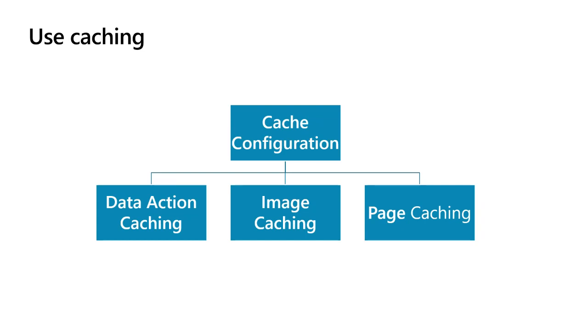In the D365 e-commerce offering also, the caching configuration can be divided broadly into three different categories. Number one is data action caching. Data action caching can become very important when queries with the same parameters are executed, like product catalogs, right? So that improves the performance.